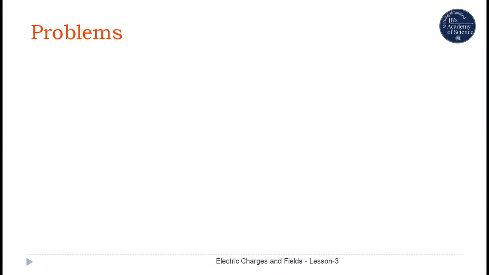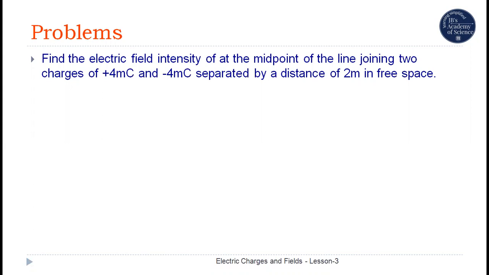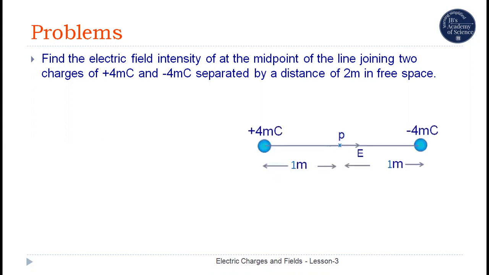Now let us do some problems based on electric field. Find the electric field intensity at the midpoint of the line joining two charges of plus 4 millicoulomb and minus 4 millicoulomb separated by a distance of 2 meter in free space. So consider the charges plus 4 millicoulomb and minus 4 millicoulomb separated by a distance of 2 meters. Now, if you take the midpoint on the line joining the two charges, each charge will be at a distance of 1 meter from the point. Now, we know that electric field due to a point charge E is equal to 1 by 4 pi epsilon 0 q by r square.